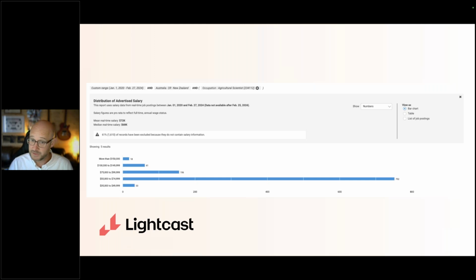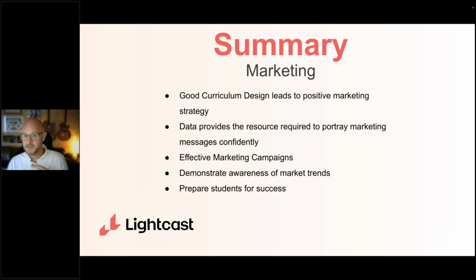We can tell them what they expect to earn, who their employers will likely be, attract them to campuses where there's known industry demand, assure them that they'll be ready with the skills they need to be attractive to the market when they graduate, and much more. So hopefully what you've seen here is there is clear cross-pollination between the work done in curriculum design and the resulting value for marketing teams.